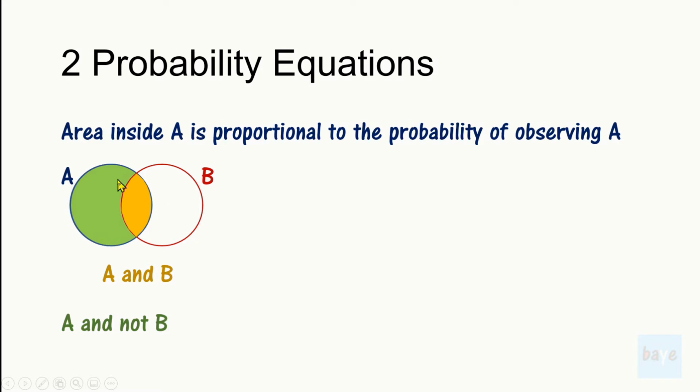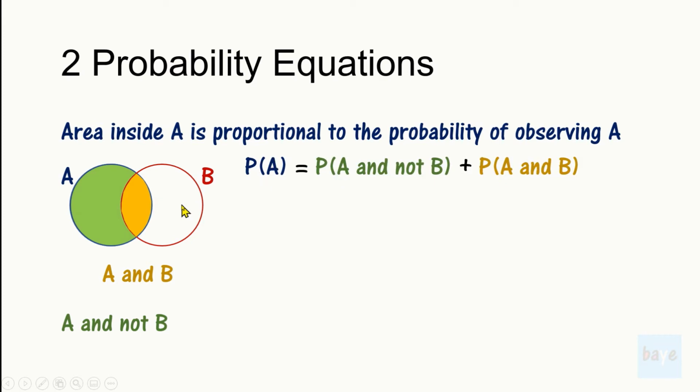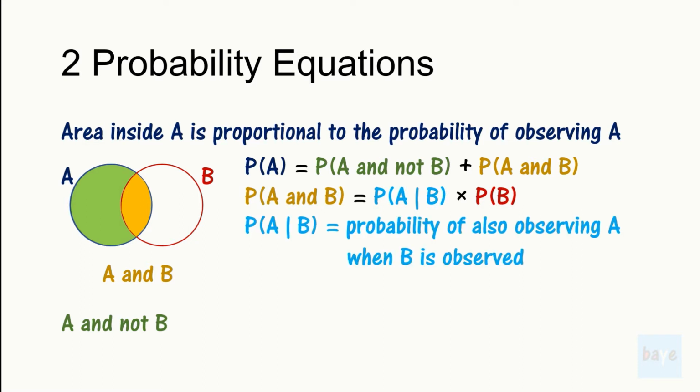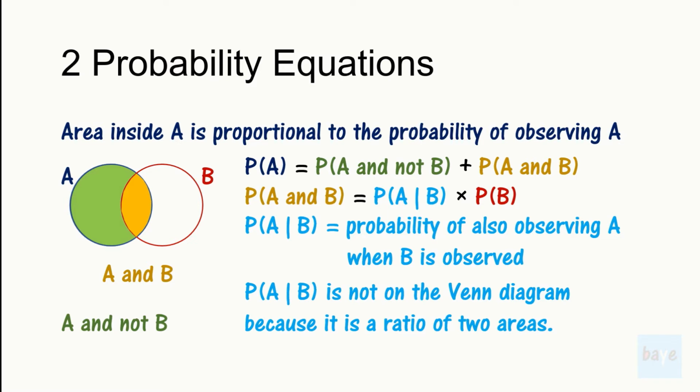Because the blue area can be divided into the green and the orange, the probabilities can be added up as well. This is the first equation. This equation relates the green and the orange part. The next equation relates the orange and the red by introducing a conditional probability. The probability of A given B is: suppose B is observed, what is the probability of also observing A? Conditional probability is not labeled because it's a ratio of the orange area to the red area. That's all there is. Let's take a look at some numbers.